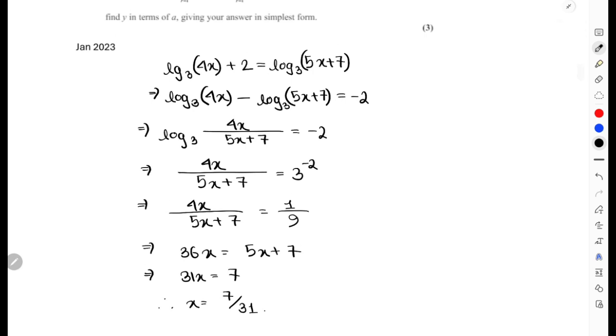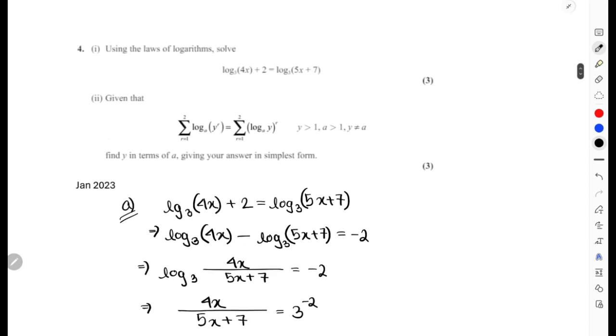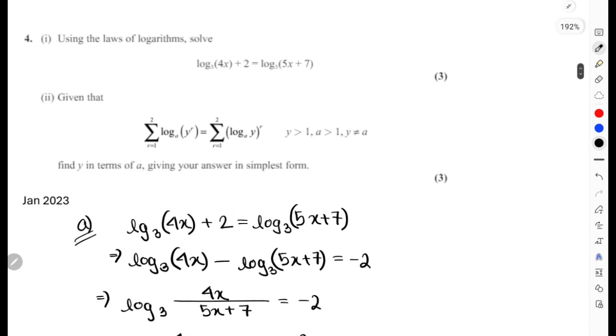Using the logarithmic laws, we solved this equation. This is your solution for part A. After that, they want you to find the summation of log base a to the power of r, this and this. Find y in terms of a, giving your answer in its simplest format.